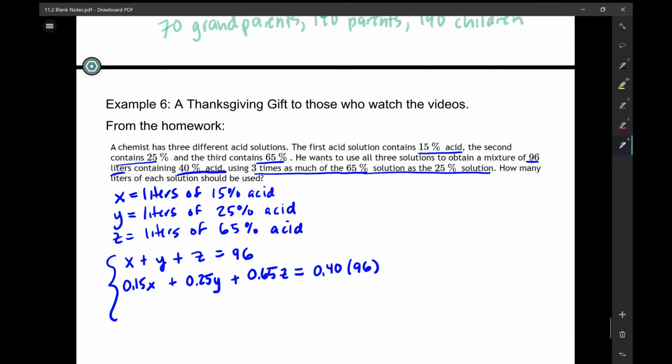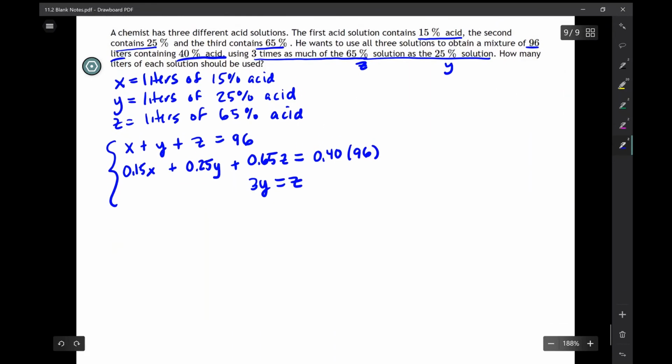So the first equation is just liters. The second equation is liters of acid. And the third equation comes from this bit about 3 times as much of the 65% solution as of the 25% solution. So how would we come up with an equation for that? That's talking about the 65% solution, that's Z, and the 25% solution, that's Y. And we want to use 3 times as much of Z as we do of Y. So that means if we take 3 times Y, we'll get the amount of Z that we used, right? All right, so there's our system of equations.